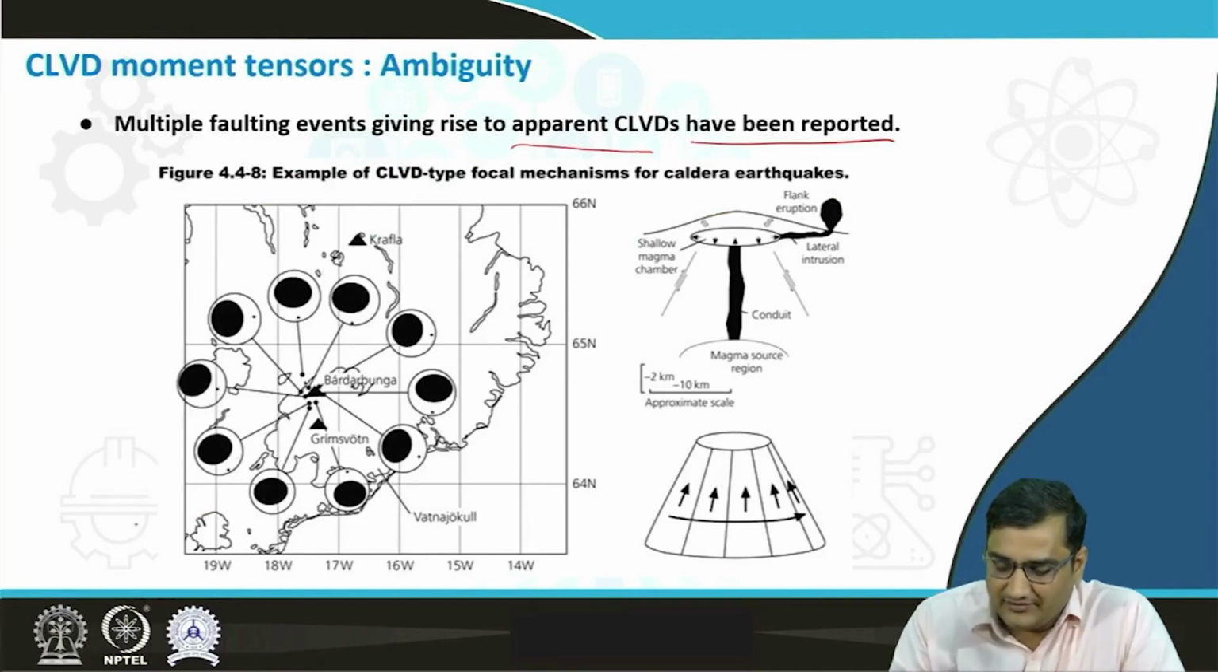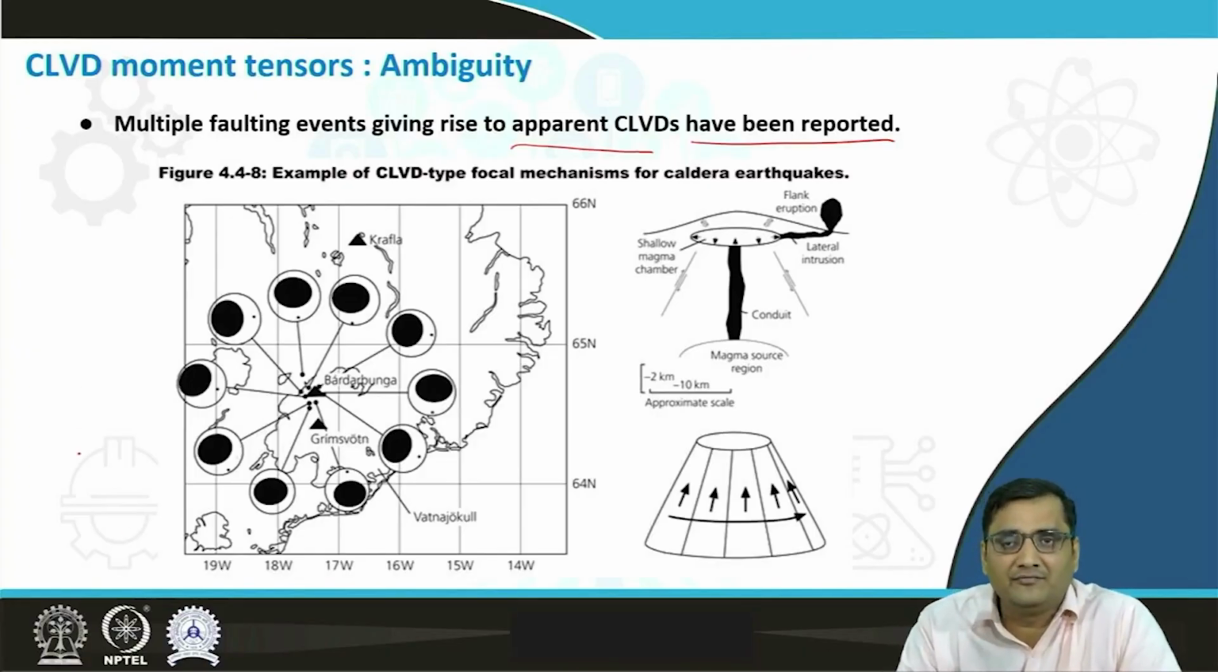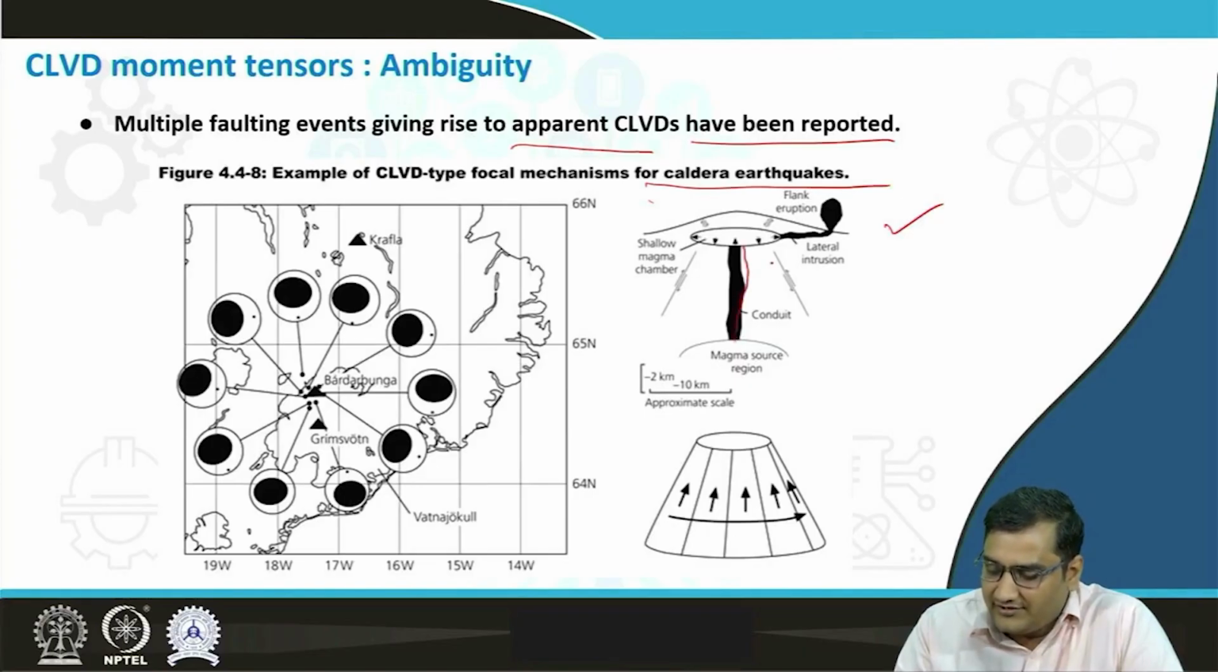In this case, you can see an example of a CLVD type focal mechanism for a caldera earthquake, and you can see that a volcanic eruption is happening, magma is rising up along the conduit, and then the plug may go down like this, and this may represent the CLVD.